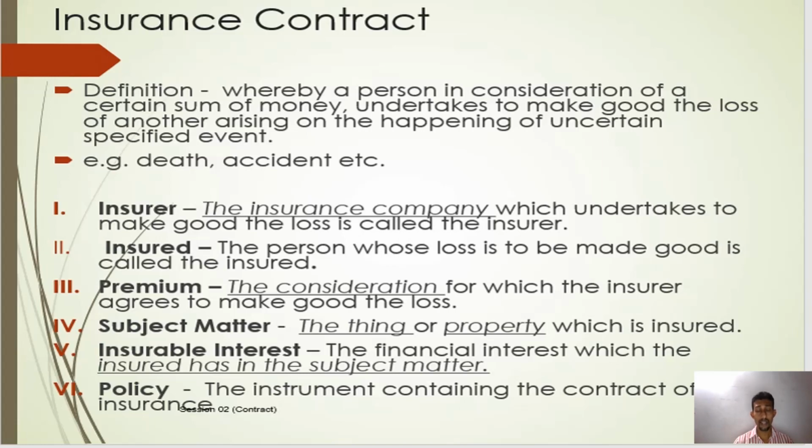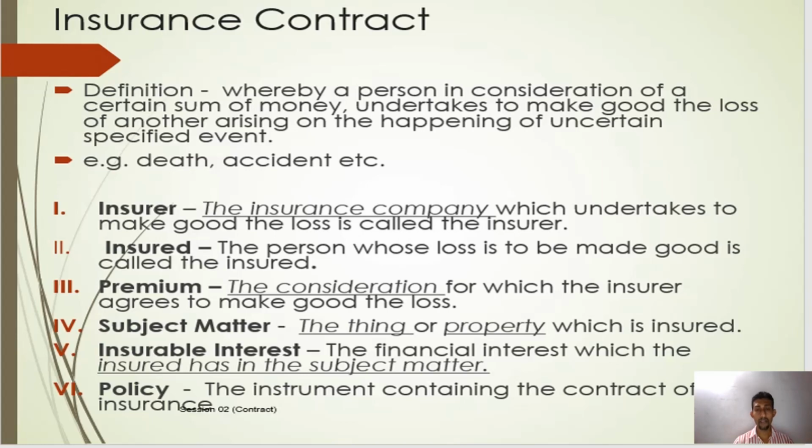And also there should be an insurable interest. In other words, there's a financial interest which the insured has in the subject matter. So what is that insurable interest? There should be an insurable interest in order to sign this agreement.